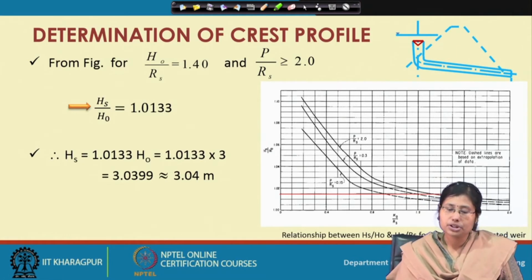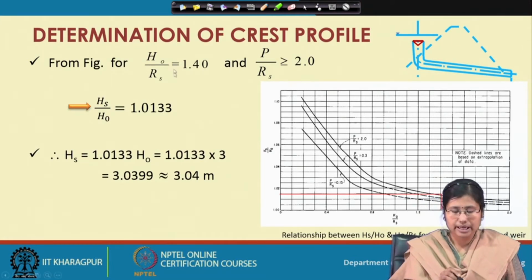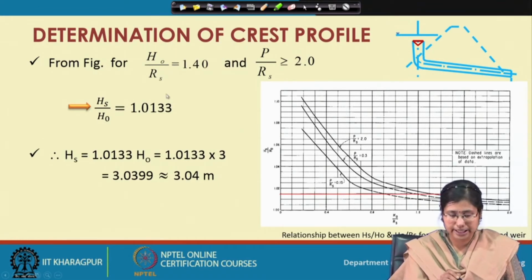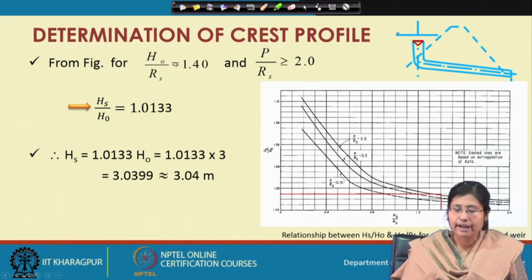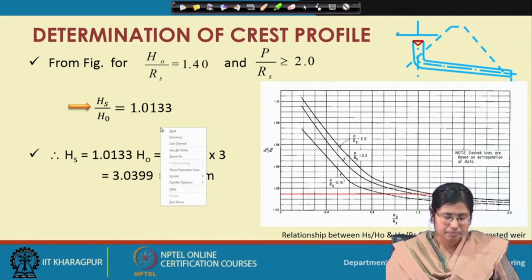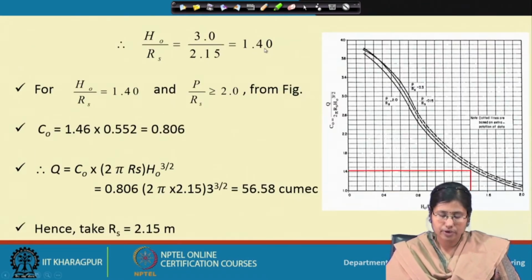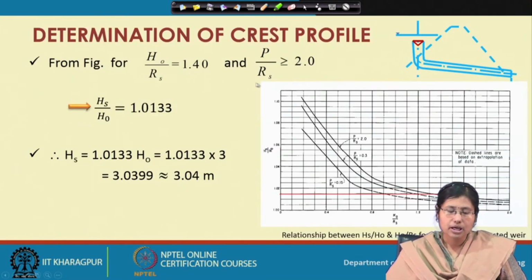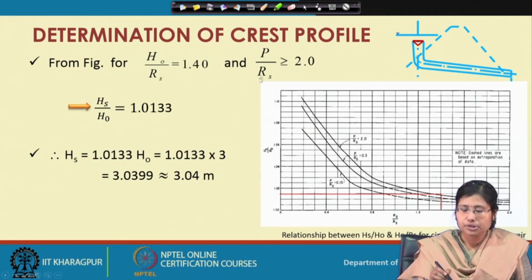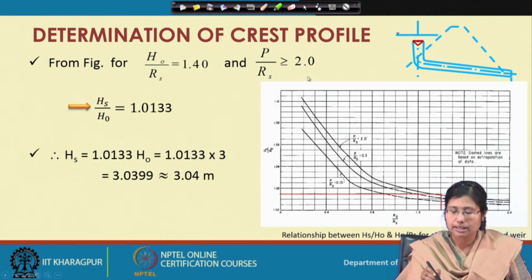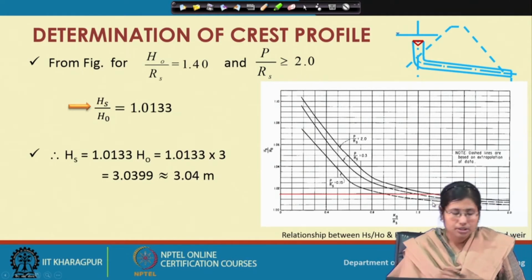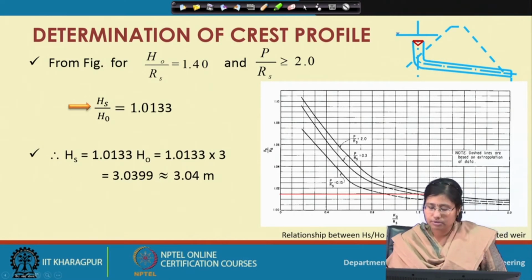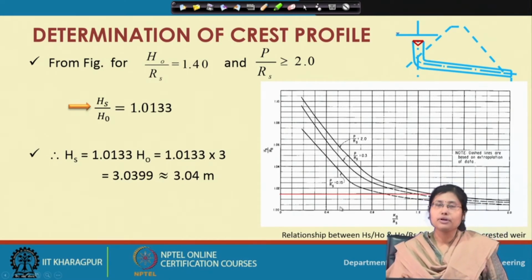Now, the determination of the crest profile. You have an assumed value of 0.803 and Rs is now 2.15 from earlier steps. From this part of the problem, you assume the ratio between the pressure and the radius Rs is greater than 2. Now, you have to get the value from this particular graph.